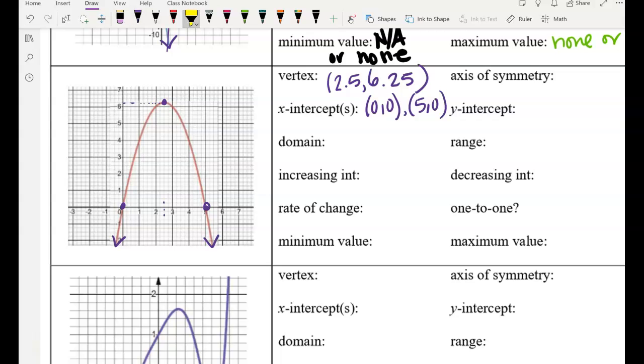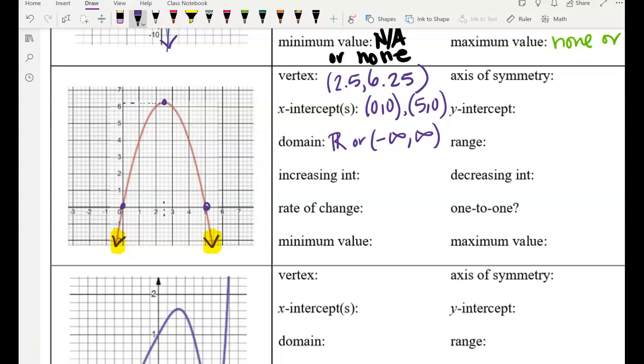The domain, remember there's arrows on the right, there's arrows on the left, and vice versa. So the domain is going to be all real numbers. And we also write it using interval notation, meaning that it goes from negative infinity to infinity.